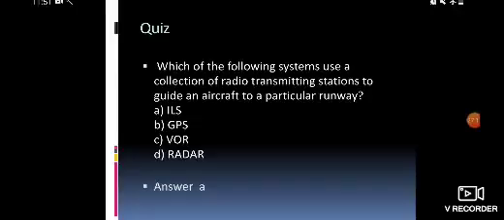So the answer is A, that is ILS, instrument landing system. The instrument landing system uses a collection of radio transmitting stations to guide an aircraft to a particular runway. Why? Because I have already told that the ILS uses antenna arrays which maintain a carrier modulation of 90 Hz and at the same time 150 Hz. For that reason we call it radio transmitting stations guiding an aircraft to a particular runway. Okay, this is the answer.